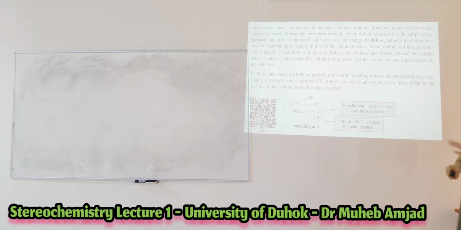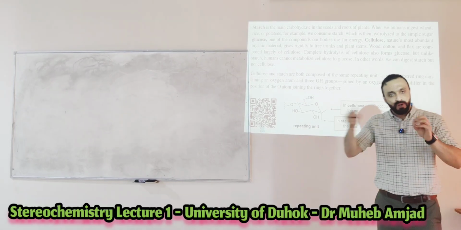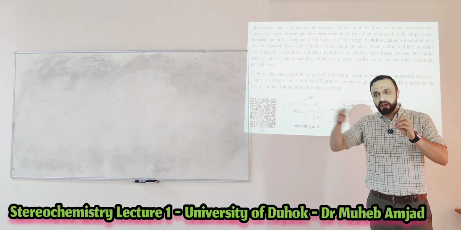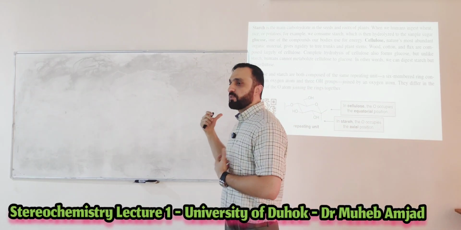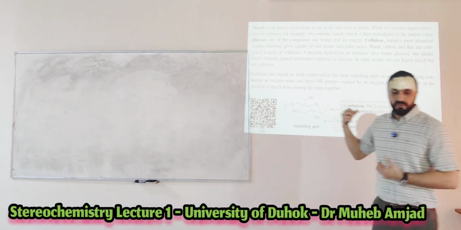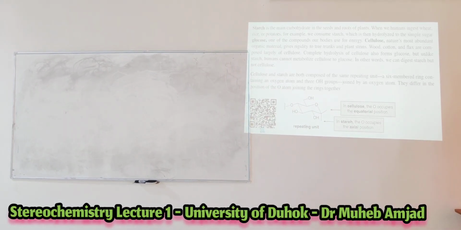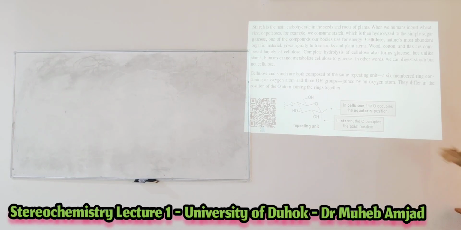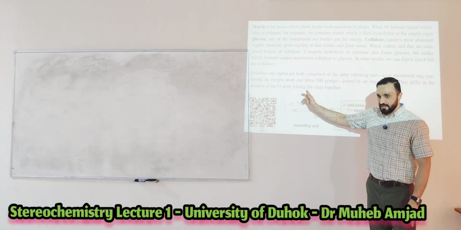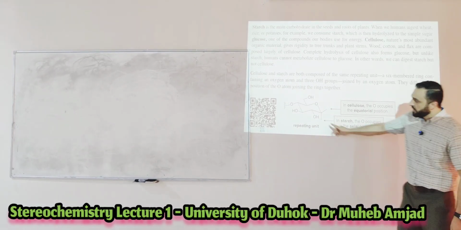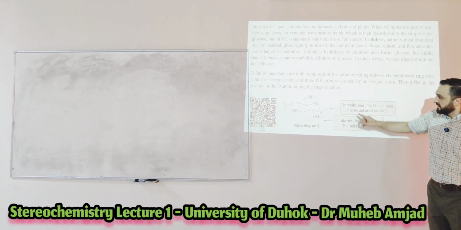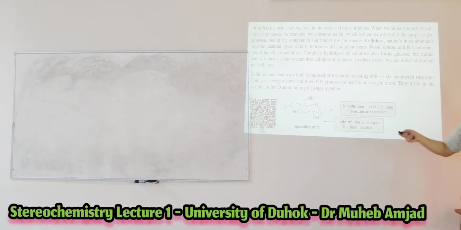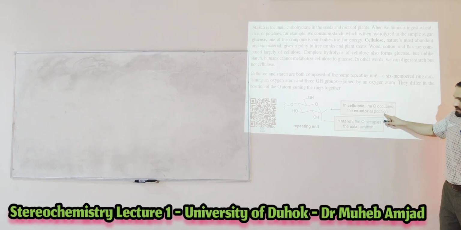So this is the important point. Both of them are polymers of glucose, but one is useful for our body and the other is not useful. Do you understand? Now, how does the starch differ from the cellulose? If you look at the glucose unit here, this is the monomer. Here he said in cellulose, the oxygen occupies the equatorial position.